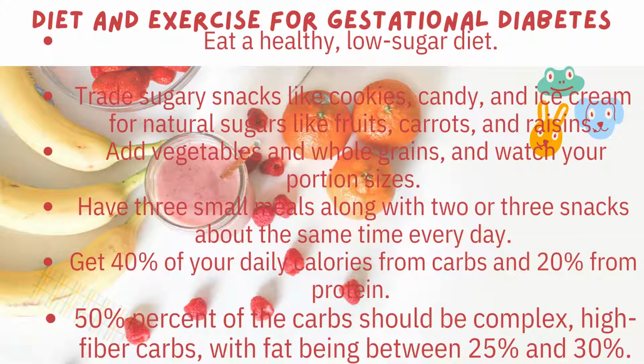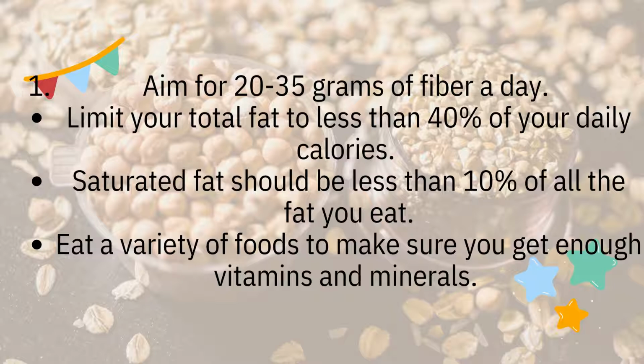Get 40% of your daily calories from carbs and 20% from protein. 50% of the carbs should be complex, high fiber carbs, with fat being between 25 and 30%. Aim for 20 to 35 grams of fiber a day. Foods such as whole grain bread, cereals and pasta, oatmeal and vegetables and fruits will get you there.